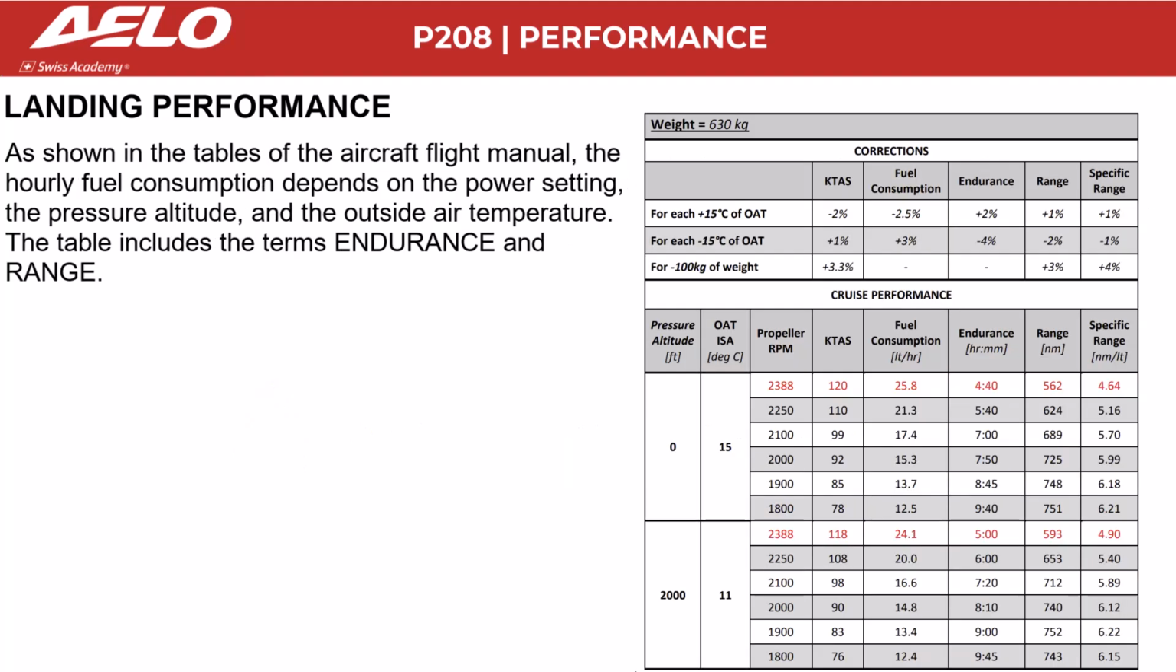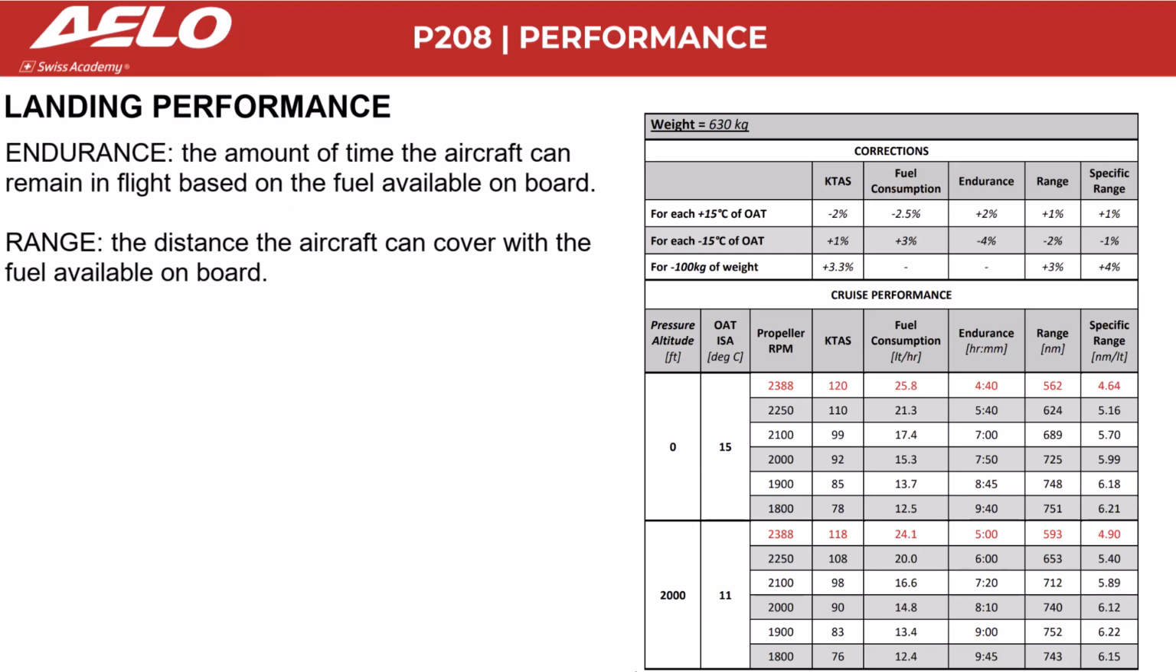As shown in the tables of the aircraft flight manual, the hourly fuel consumption depends on the power setting, the pressure altitude, and the outside air temperature. The table includes the terms endurance and range. Endurance: the amount of time the aircraft can remain in flight based on the fuel available on board. Range: the distance the aircraft can cover with the fuel available on board.